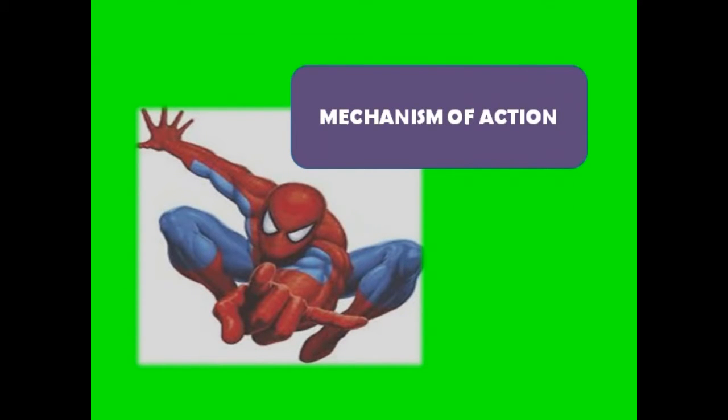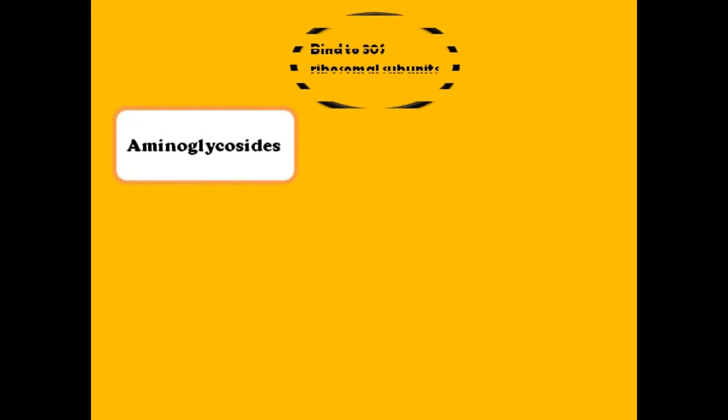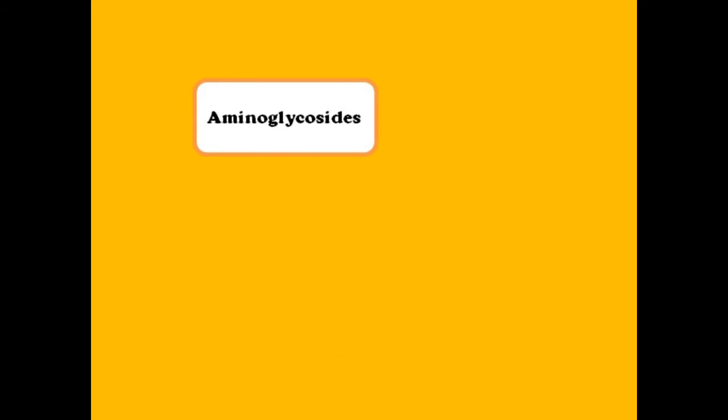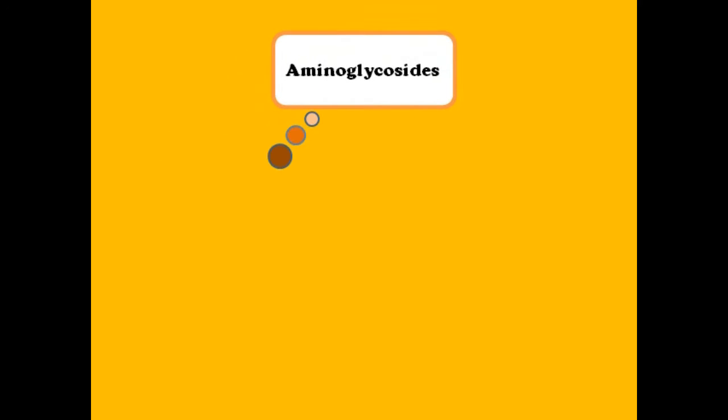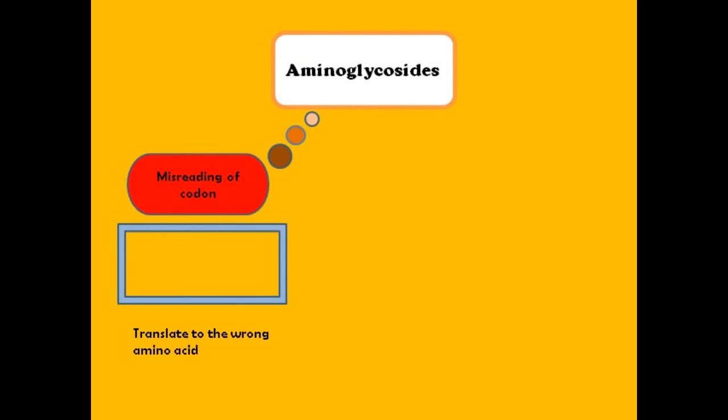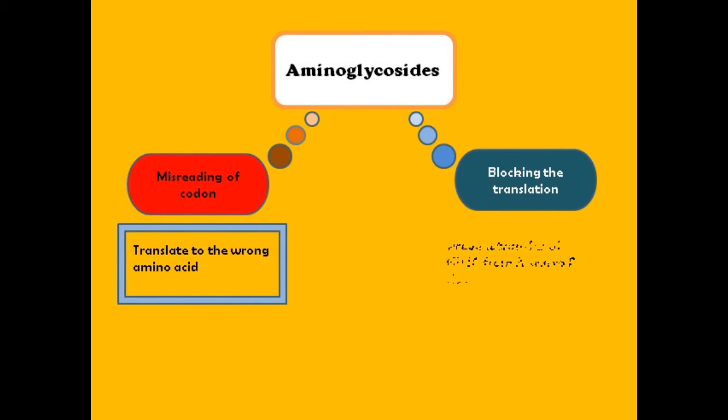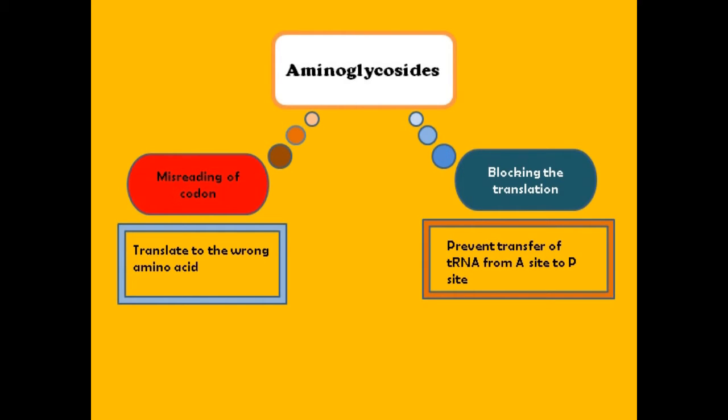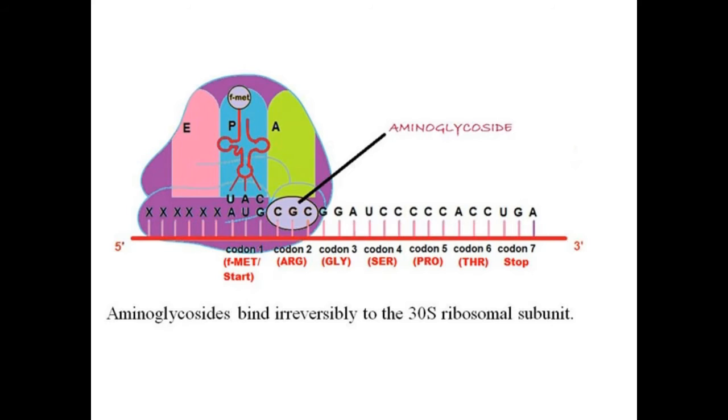Now, we look at the mechanism of action of the antibiotics. First, we talk about the aminoglycoside. This antibiotic binds to the 30S ribosomal subunit. Basically, it has two types of mechanisms. First, it leads to the misreading of the mRNA, which results in the wrong amino acid being translated. The second one is by blocking the translation, which prevents the transferring of tRNA from A site to P site. This is the overview of the mechanism of action where the aminoglycoside binds to the 30S ribosomal subunit.